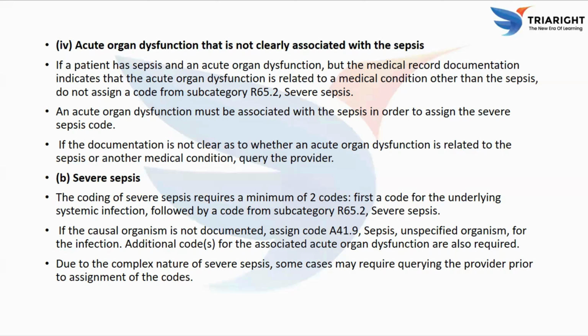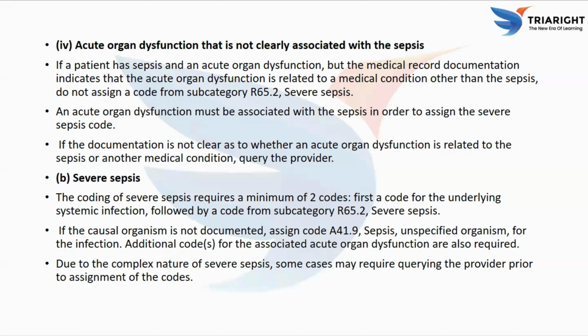So next is severe sepsis. Coding severe sepsis requires a minimum of two codes. The first code is the underlying infection. The second code is the severe sepsis code, with or without shock. If the organism is not known, you have to use A41.9, sepsis unspecified organism, because the organism name is not given. Always assign additional codes for each acute organ dysfunction. Some cases require a provider query because severe sepsis is complex.